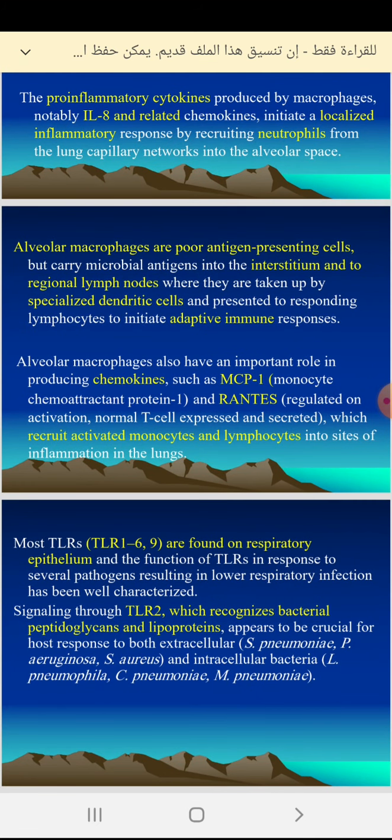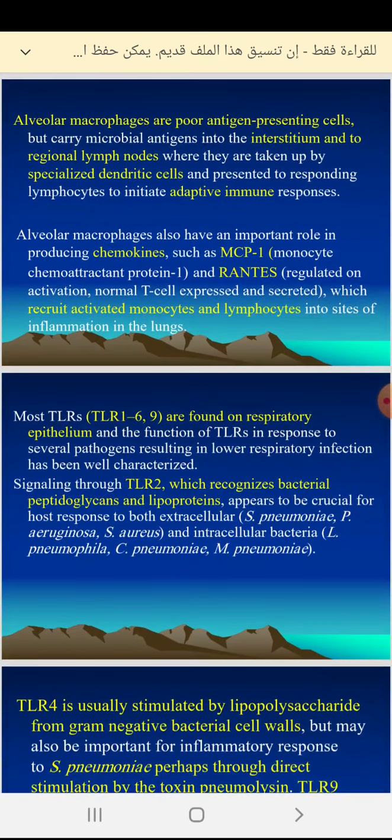Alveolar macrophages are poor antigen-presenting cells, but carry microbial antigen into the interstitium and to regional lymph nodes, where they are taken up by specialized dendritic cells and presented to responding lymphocytes to initiate adaptive immune response.